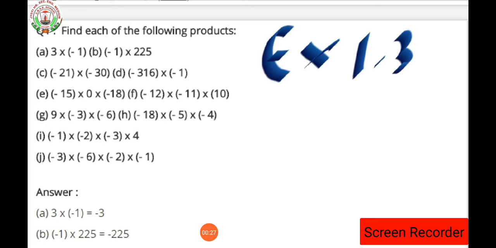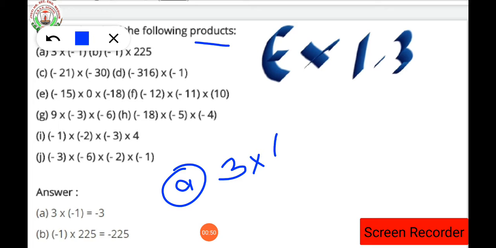So here is the first question. Exercise 1.3, first question, it says find each of the following products. That means you have to multiply the numbers. So what is the first number we are having? 3 into minus 1. So 3 into minus 1 will be minus 3 itself, isn't it?